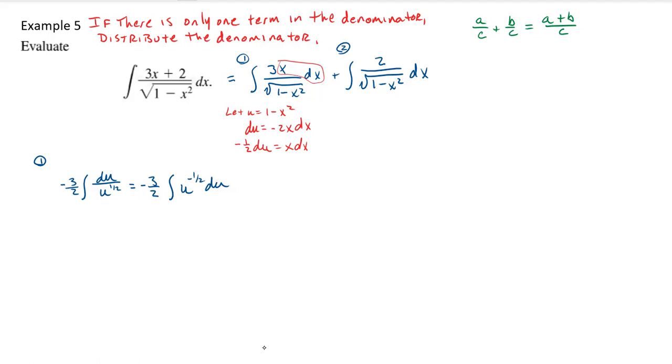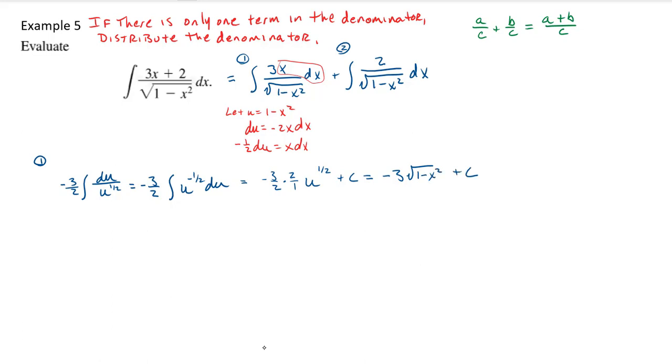And when I do that, what do I get? Add 1 to the exponent. 1 minus 1/2 is 1/2. Divide by the new exponent. Dividing by a half is the same thing as multiplying by 2, and that's going to give us negative 3 square roots of u, but u was equal to 1 minus x squared, plus c.